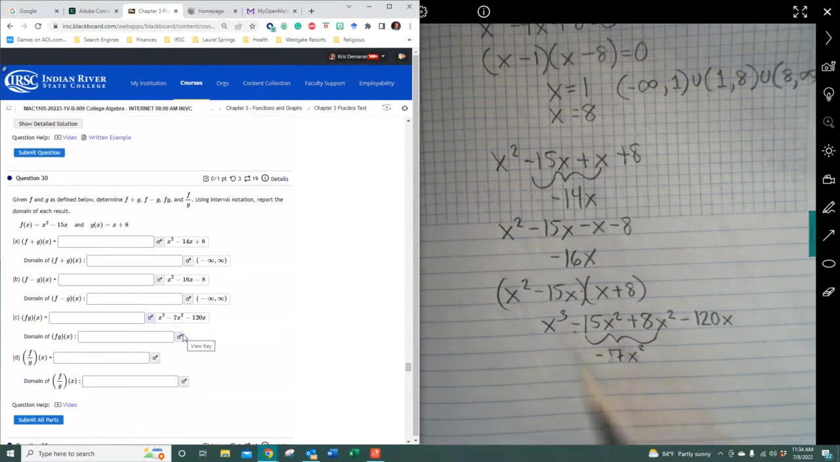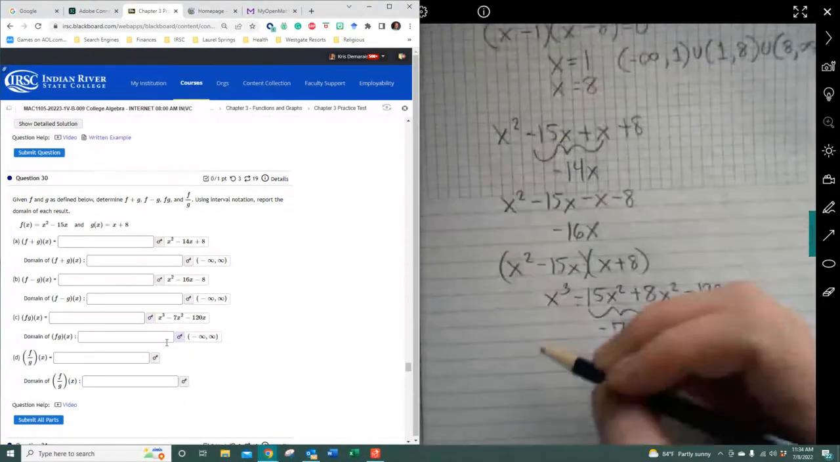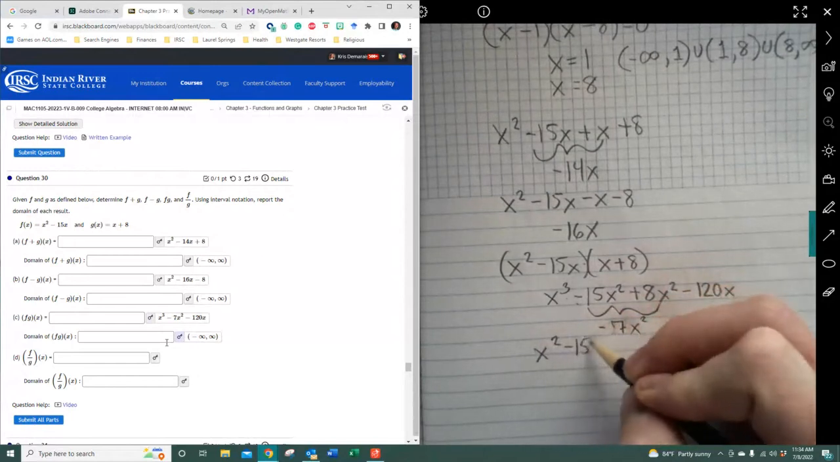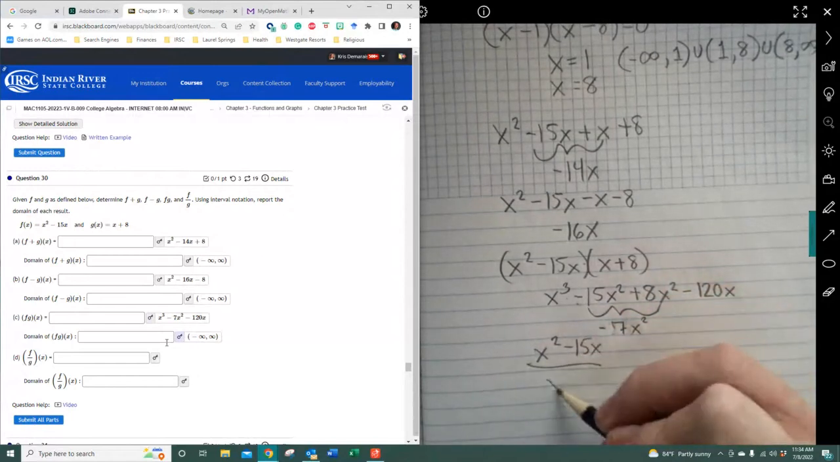All right, now for the domain of an x cubed function, there are no restrictions on those particular functions, so it's negative infinity to positive infinity. Now you go ahead and divide, so it's going to be this divided by this.